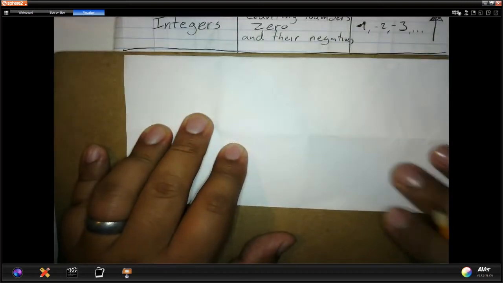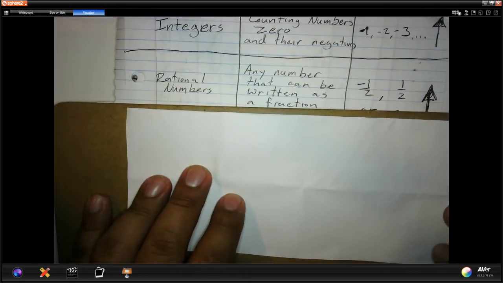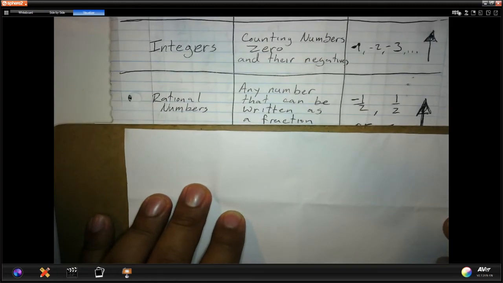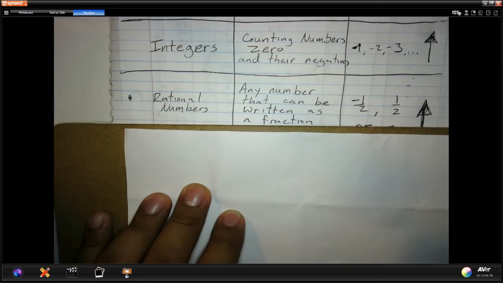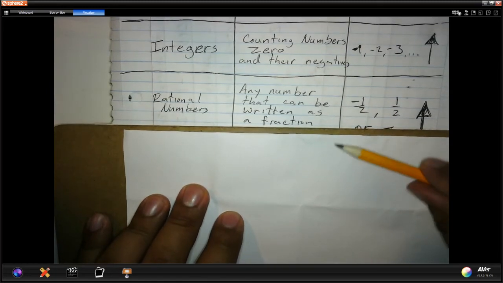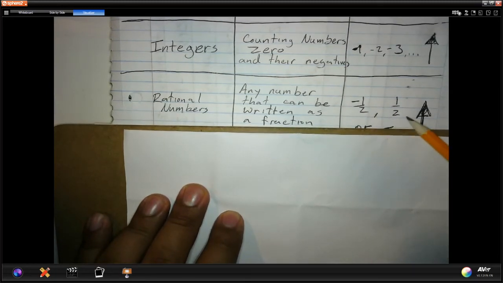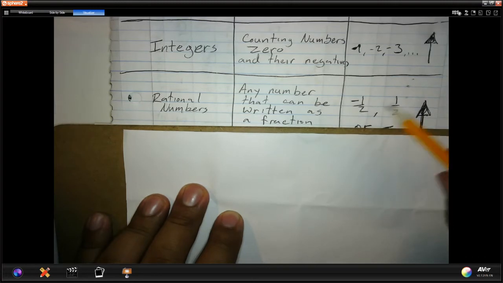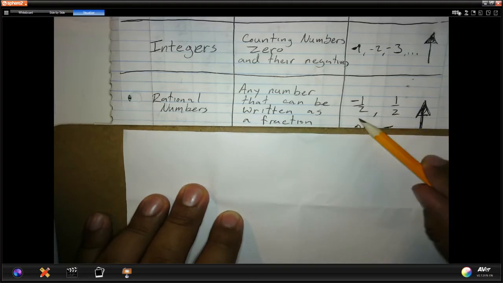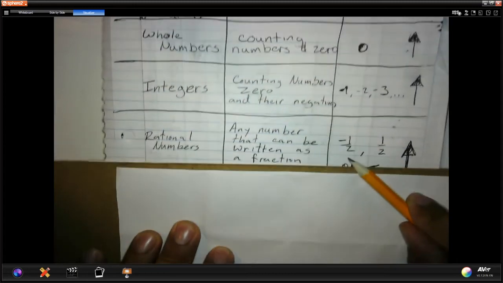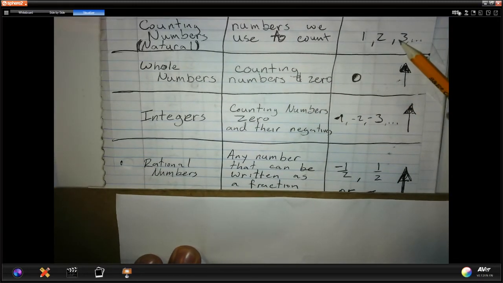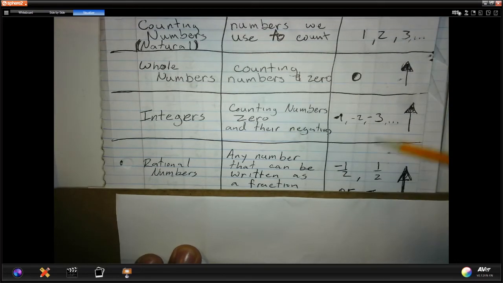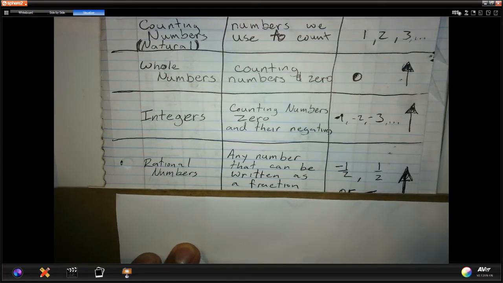The next one on our list of vocabulary words was rational numbers. Rational numbers are any number that can be written as a fraction. So I can have a -1/2, or I can have a +1/2. Any of these fractions, positive or negative, plus all our integers, plus whole numbers, plus our counting numbers, those are all rational numbers. Okay?